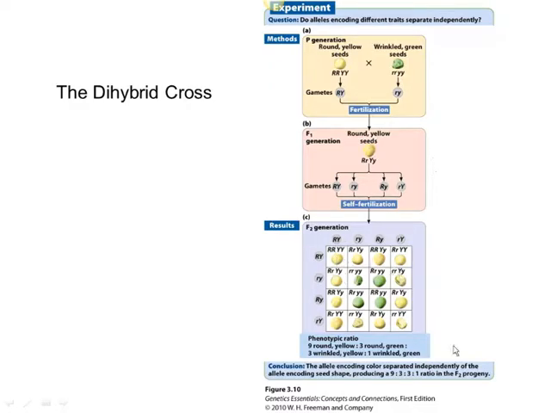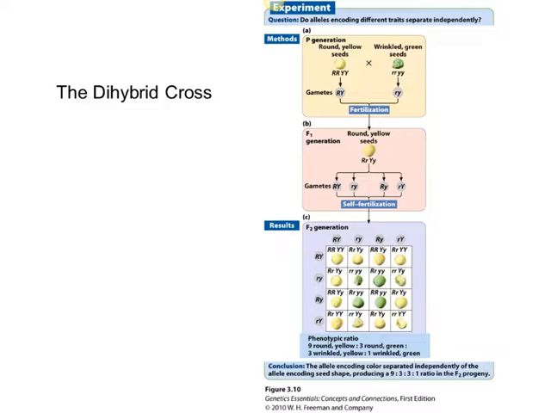And of course we see the 9 to 3 to 3 to 1 ratio. 9 dominant for both traits phenotypically, 3 that are dominant for the first trait, which is shape, but recessive for the second trait, which is color, 3 that are recessive for the first trait but dominant for the second trait, and then 1 that's recessive for both. But what I want you to look at is that the law of segregation, the basic law of the monohybrid cross, has not been violated here.